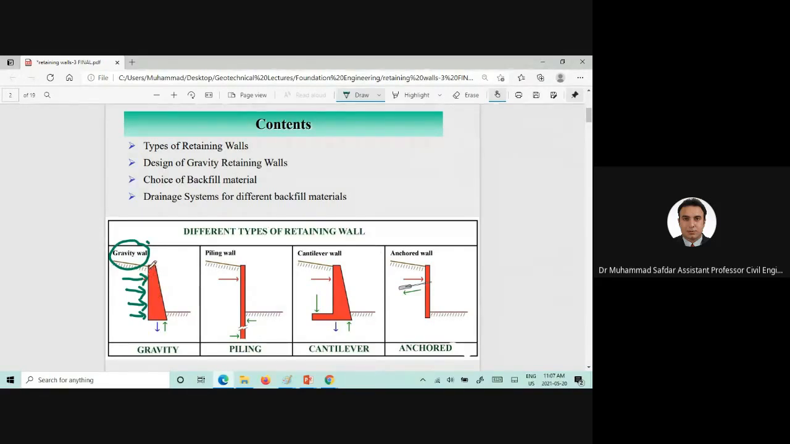Now, the gravity retaining walls resist those lateral pressures due to the self weight of this structure. Okay, so self weight or the gravity of this massive structure resists those lateral pressures. There are piling walls as well, and sometimes people call them sheet pile walls. They are thin sheets made of concrete.